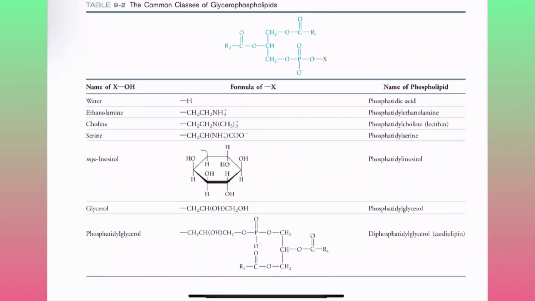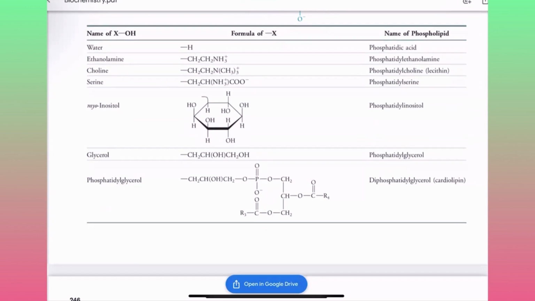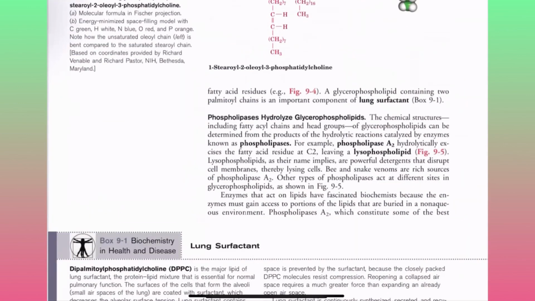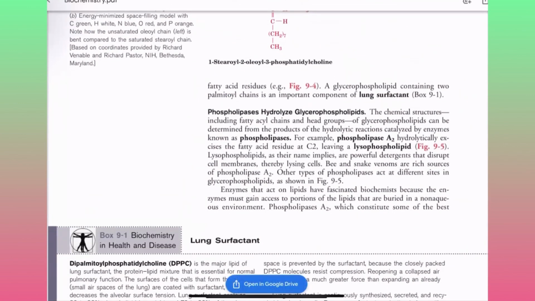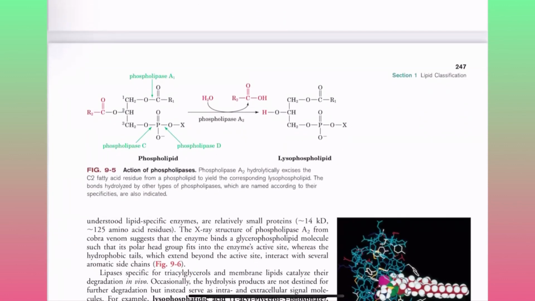Now, these are common classes of glycerophospholipids. We have phosphatidic acid, phosphatidylethanolamine, phosphatidylcholine. All these belong to the family of glycerophospholipids. Enzymes called phospholipases help hydrolyze glycerophospholipids. A phospholipid can be hydrolyzed with the help of the enzyme phospholipase A2 so that a lysophospholipid can be formed. We can remove one fatty acid from the phospholipid with the help of the phospholipase enzyme.